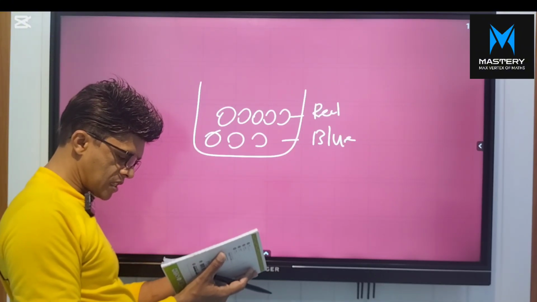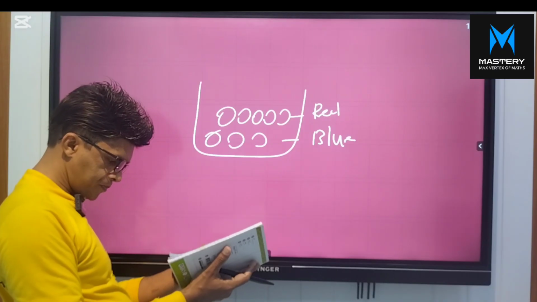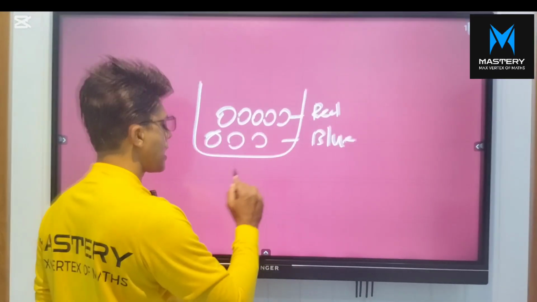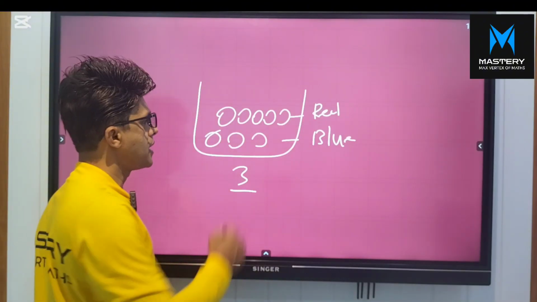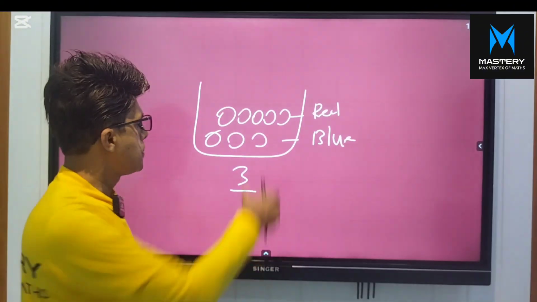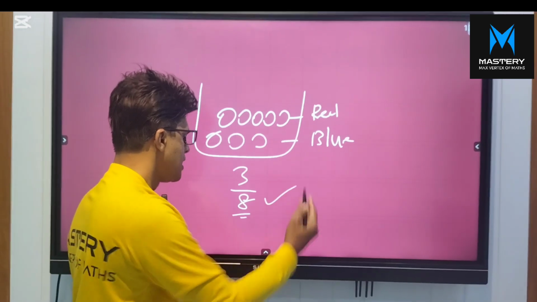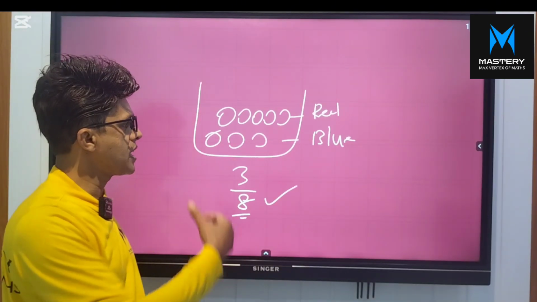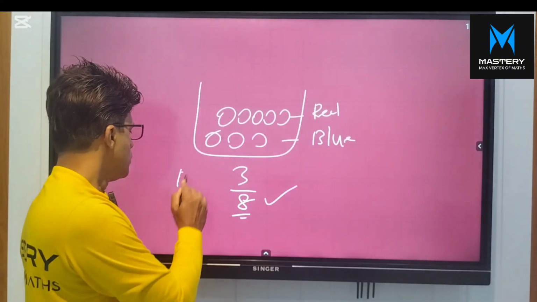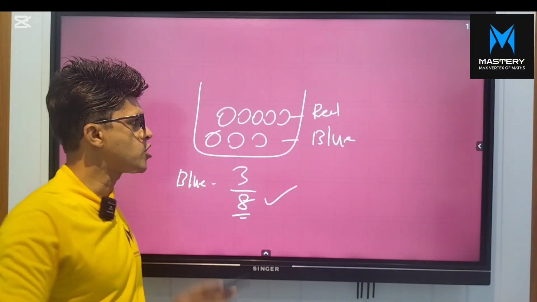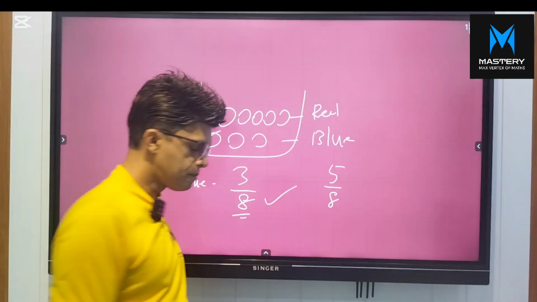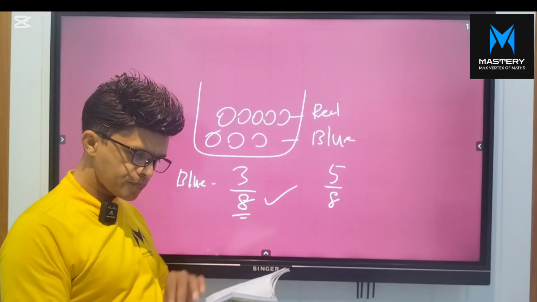The probability of getting a blue bead. There are 3 blue beads here. Then the total number of beads in this container is 5 plus 3, which is 8. So the answer is 3 over 8. The probability of a blue bead is 3 over 8. The probability of getting a red bead is 5 over 8 if it's needed, right? So the answer is this one.